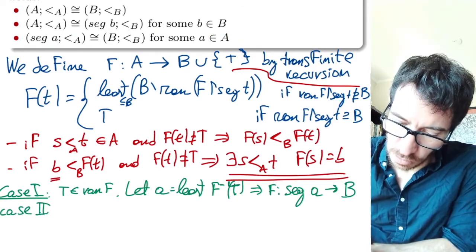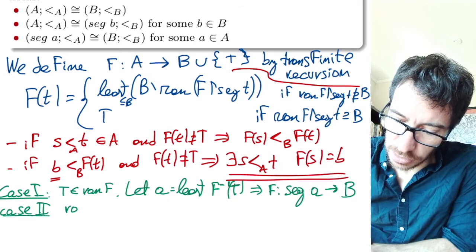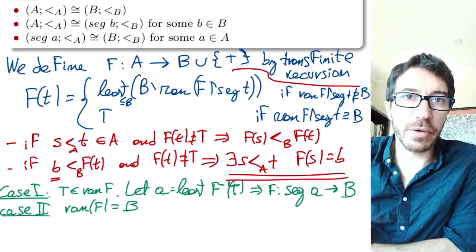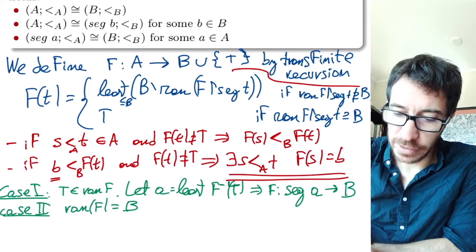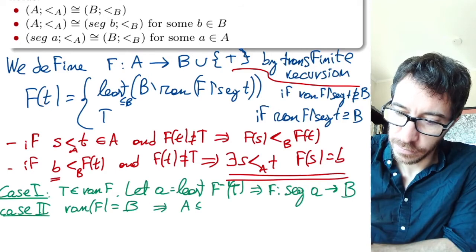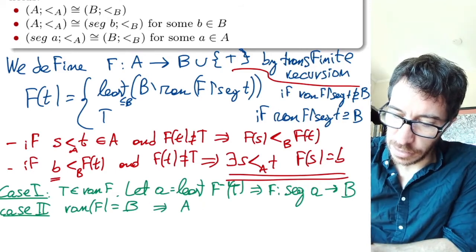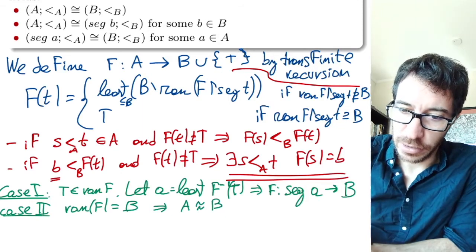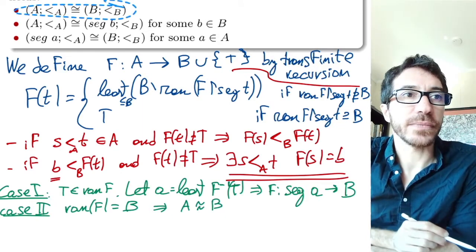Okay. Case 2 is when the range of F is actually equal to B, but in that case we already know that it's one-to-one, that it's order preserving. So in this case, we get that A is isomorphic to B. And therefore we are in this case.